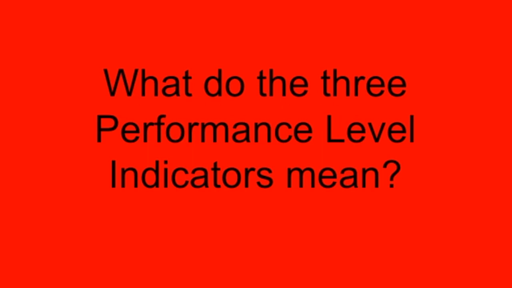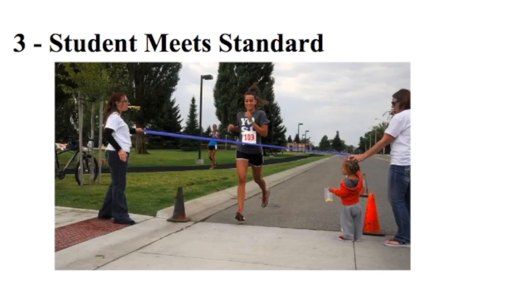What do the 3 performance level indicators mean? When your child gets a 3, it means they can perform the standard or task independently. For example, if the standard on the report card was to run a race, a 3 indicates your child completed the race on their own without any help. When your child receives a 3 on their report card, you know your child can independently and consistently perform the item on the report card.